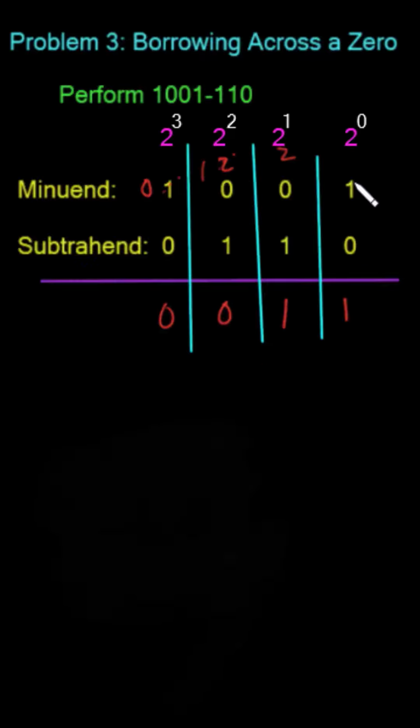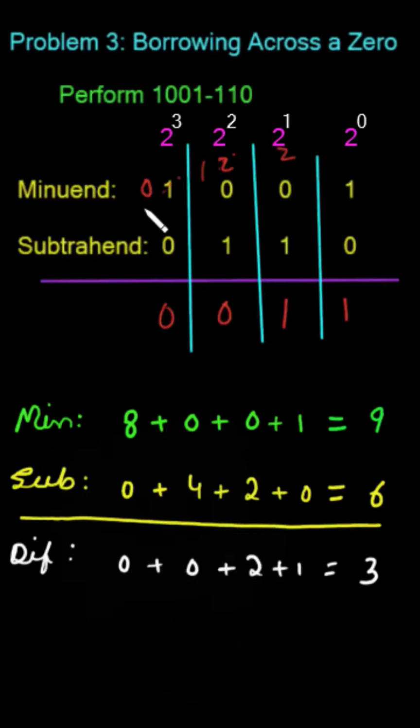So there's the answer. This column has a weight of 1, this one has 2, then 4 and 8. First converting this into decimal, I will take only the ones whose coefficient is 1. 1 times 8 gives us 8, then 0, and then 1. Similarly, this subtrahend is converted into decimal: 1 times 4 gives me 4, 1 times 2 gives us 2, so this gives us 9 and this gives us 6. Now 9 minus 6 will give us 3.